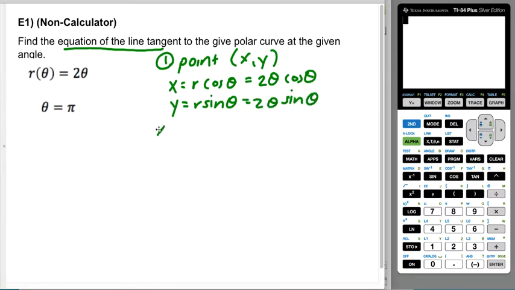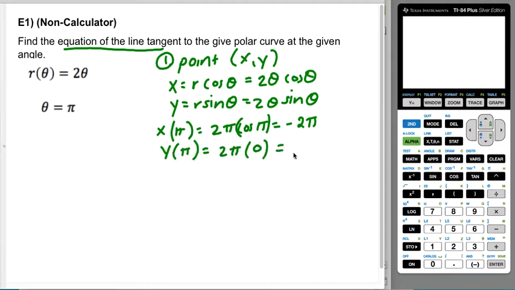So to find my point, I need x of pi. Well, that's going to be 2 pi cosine of pi. I'm pretty sure that's a negative 2 pi, because cosine of pi is negative 1. And my y of pi is going to be 2 pi times 0, because that's what sine of pi would be, so I get 0. So right away, my point is negative 2 pi comma 0. That's the point I need.